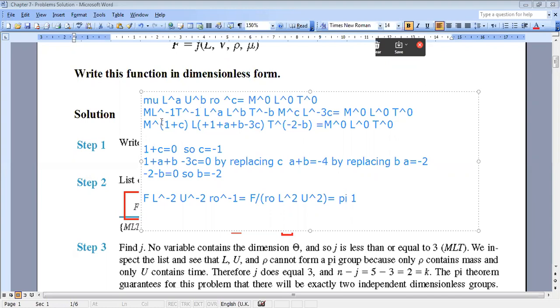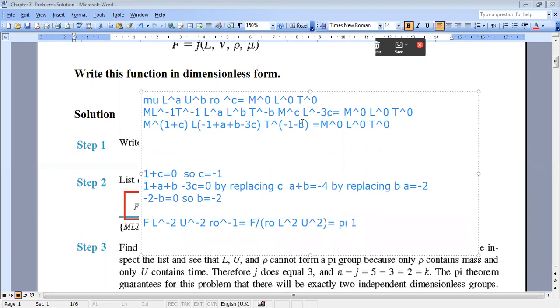I should find the coefficient of M. M here is also 1 plus C, nothing changed. But now for L, I have minus 1 plus A plus B minus 3C. And for T, I have also minus 1 minus B. So now, for this new group, I determine the new 3 equations. The new 3 equations are, first, 1 plus C equals 0. So also for this case, I have C equal to minus 1.